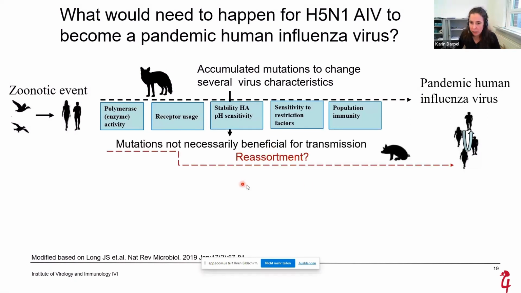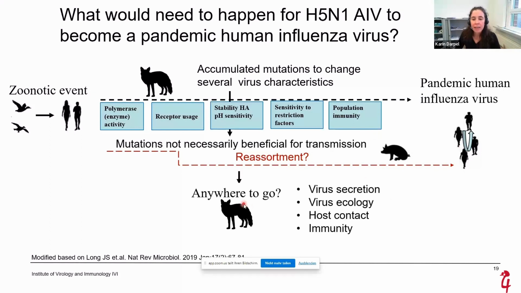One of the worries is always that reassortment could bypass some of these accumulations and lead to the sudden emergence of a pandemic strain. But again, just because one of these mutations might accumulate doesn't necessarily mean it will immediately lead to a pandemic or to an outbreak, because virus ecology is also a really important factor. So the virus will have to be able to go somewhere.